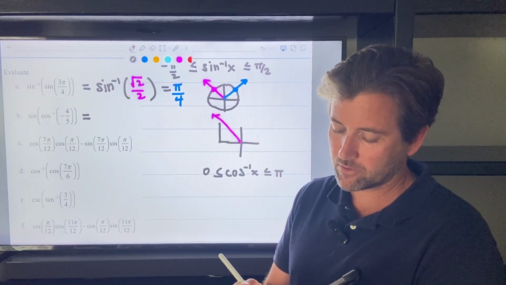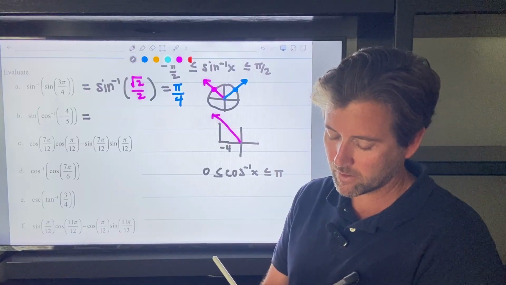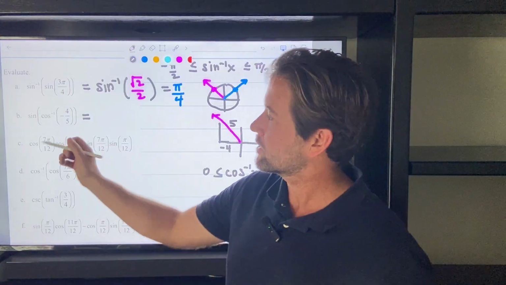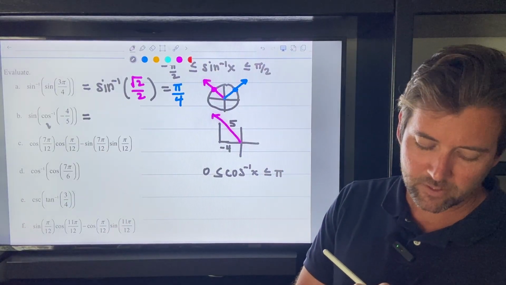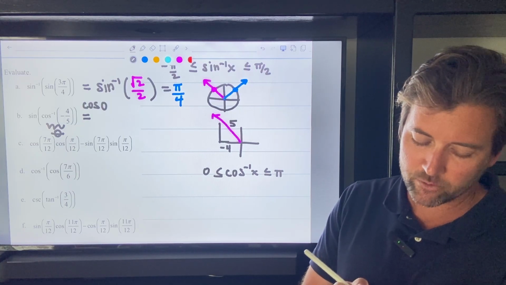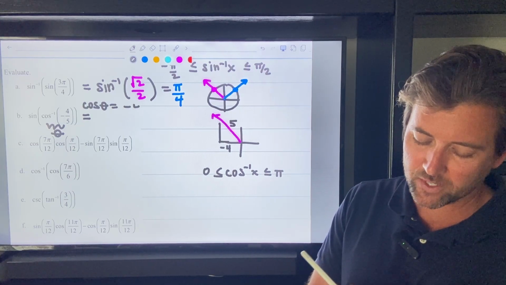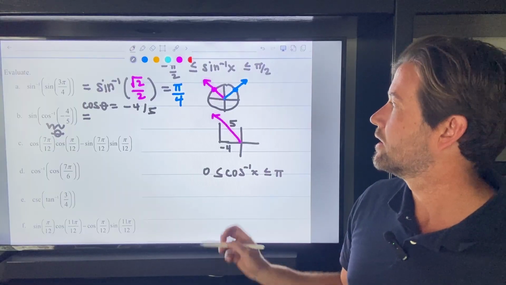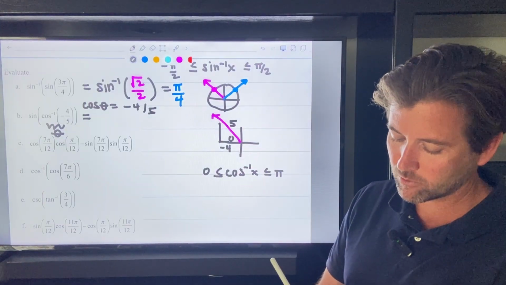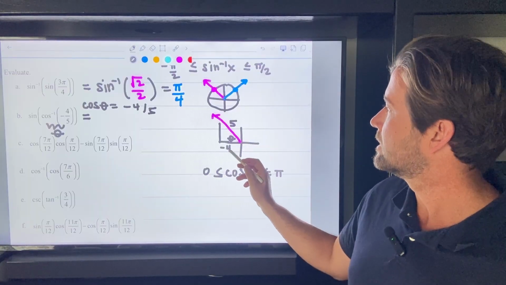I'm going to label this negative 4 and this positive 5. So arc cosine of negative 4/5, this outputs some angle. I'm going to call it theta. And so what I just did is cosine of theta has to equal negative 4/5. And so this is my reference angle here. This will be theta. Cosine of theta is negative 4/5.